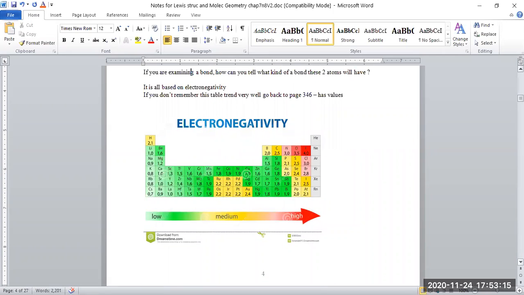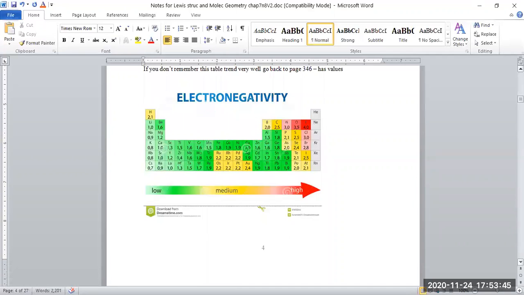This is also one of the reasons why, in finishing up the end of the last chapter, when we were talking about table trends, we sort of declared electron affinity as maybe the least useful table trend, whereas electronegativity is probably the most useful trend. So now we're circling back to it.